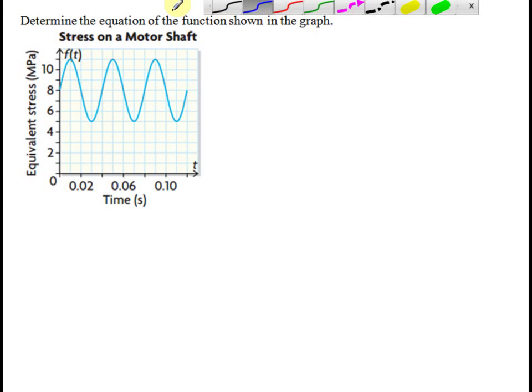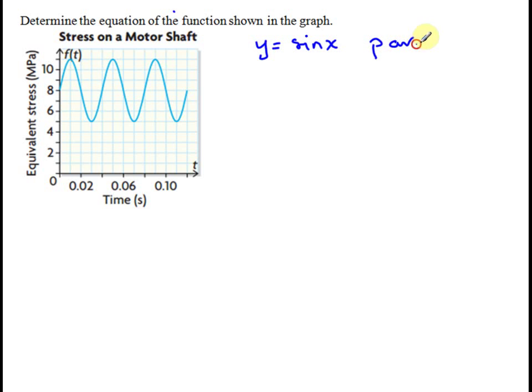Hi folks, we're going to take a look at an example of finding the equation of a sinusoidal function given a graph. Okay, so here we have our graph, and the first thing we want to look at is where it starts. I notice that this function starts from the middle and then goes upwards. That means our parent function is going to be sine x. So y equals sine x will be our parent function.